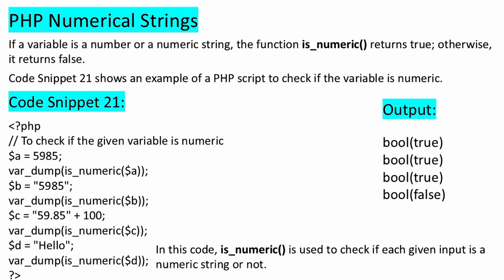Finally, the fourth variable, d, is assigned the string hello. Since this clearly isn't a number or something that can be converted into one, isNumeric d returns false. This demonstrates how PHP differentiates between numeric values and regular text.